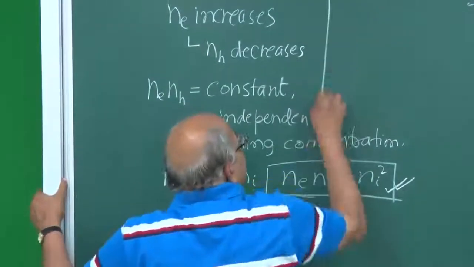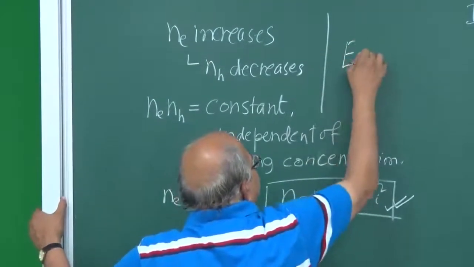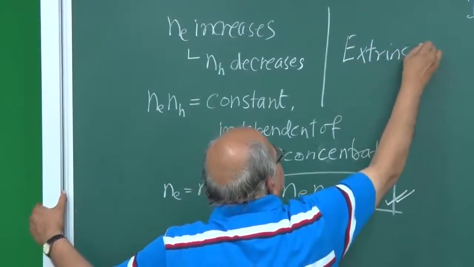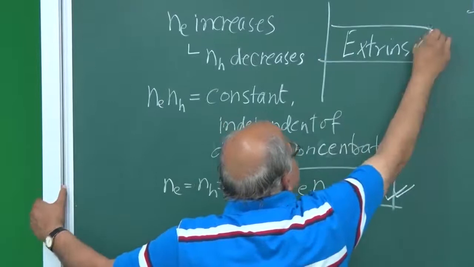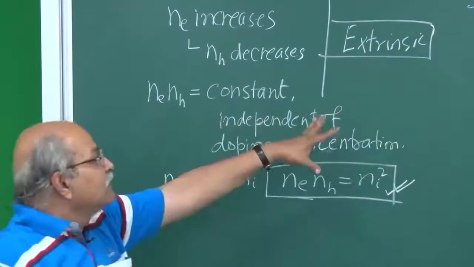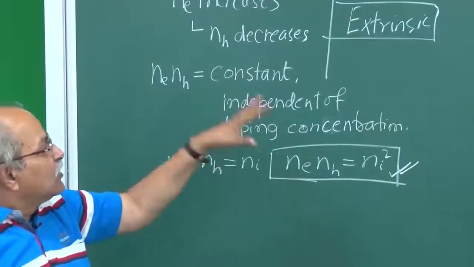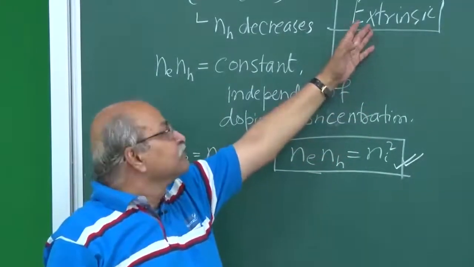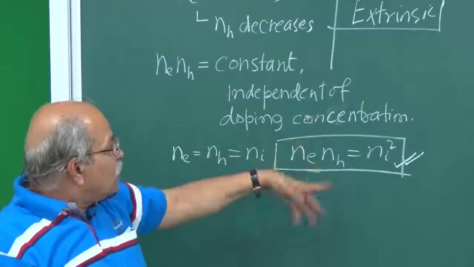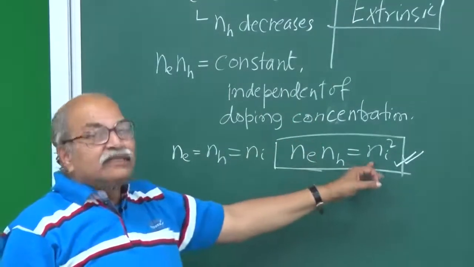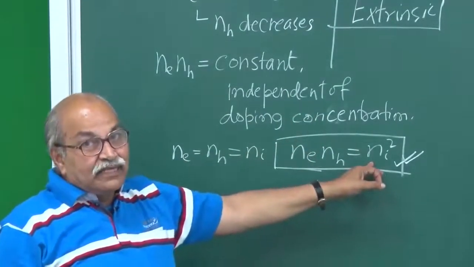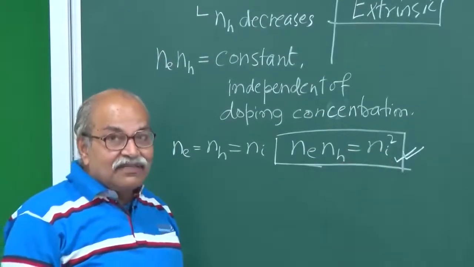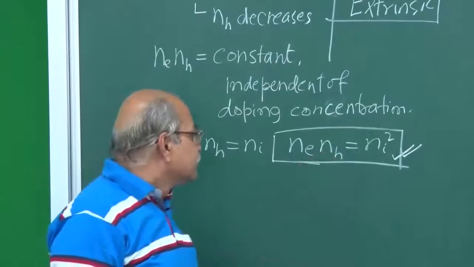This relation still holds for intrinsic or extrinsic. Okay, this is another word, extrinsic. You have intrinsic and extrinsic. When you are doping from the external world, you are putting in impurities, that becomes extrinsic. So intrinsic or extrinsic, this relation remains the same. Only the temperature can change this Ni. Doping level does not change this.